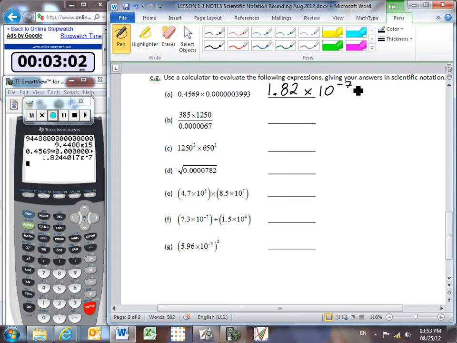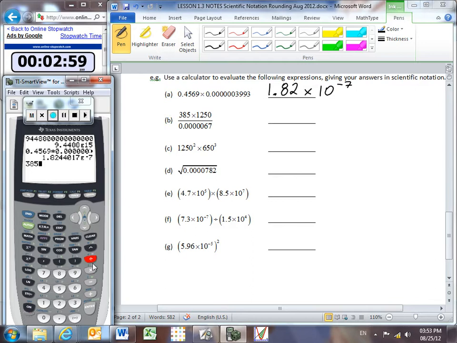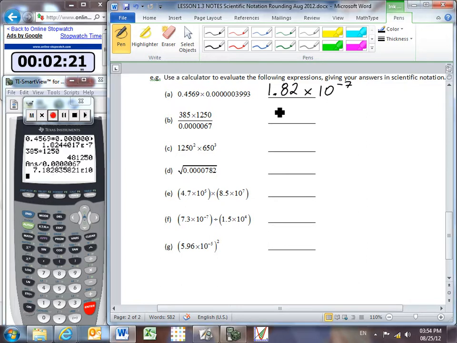Part B, 385 times 1,250. And that gives us a big number, and now we're dividing it by 0.00000 and now 5 zeros, 6, 7. And that gives us, oh, lucky again that the calculator gave it already in scientific notation. Let's round to 3 significant figures. 7 is my first significant figure. 7.18. And if I look after that third significant figure, it's less than 5. So I round down, and I have 7.18. And my calculator says I've got a +10 as an exponent.